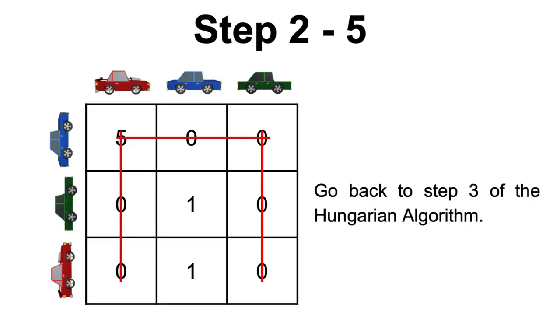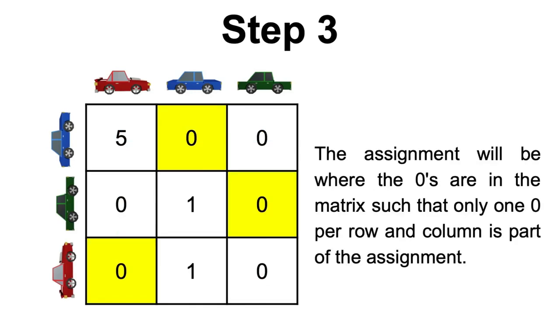Now, we repeat step 3 in the Hungarian algorithm, and because we have 3 lines that cross all the zeros, we are done. The assignment will be where the zeros are in the matrix, such that only one zero per row and column is part of the assignment. And that's basically the Hungarian algorithm and how it's applied in finding the optimal assignment.